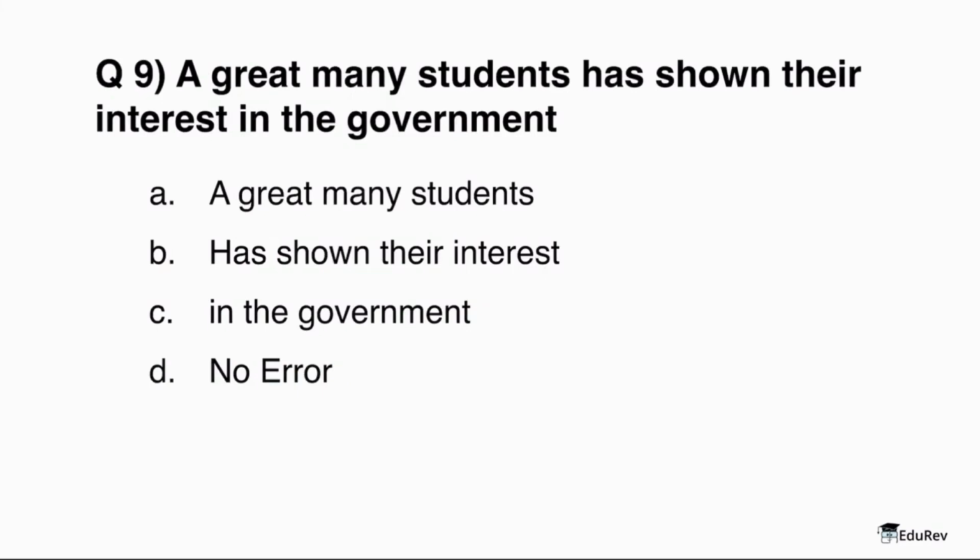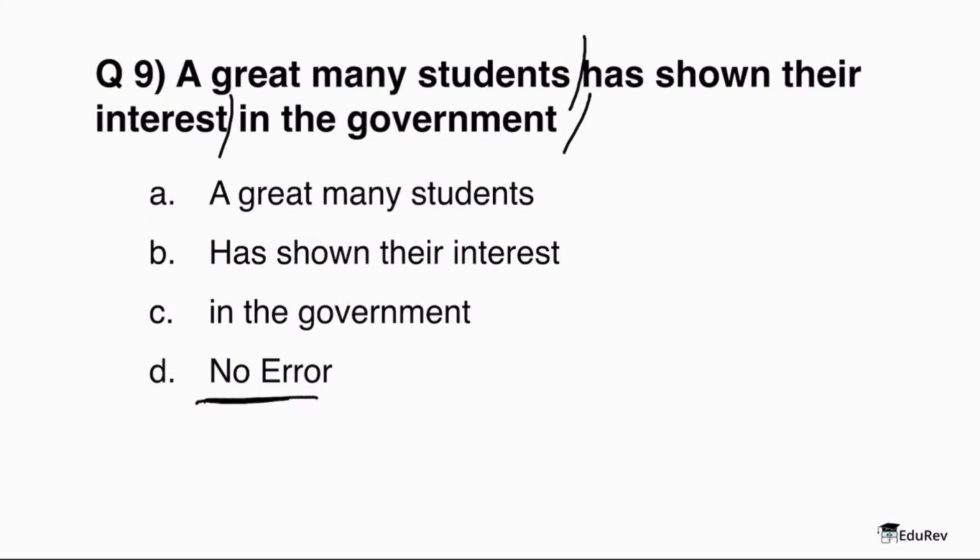Let's look at question number 9 now. A great many students has shown their interest in the government. A great many students is the first part, the general drill. We are going to divide the sentence into 3 or 4 parts. Has shown their interest is the second part, in the government is the third part, and the fourth is no error. So, a great many students has shown their interest in the government.